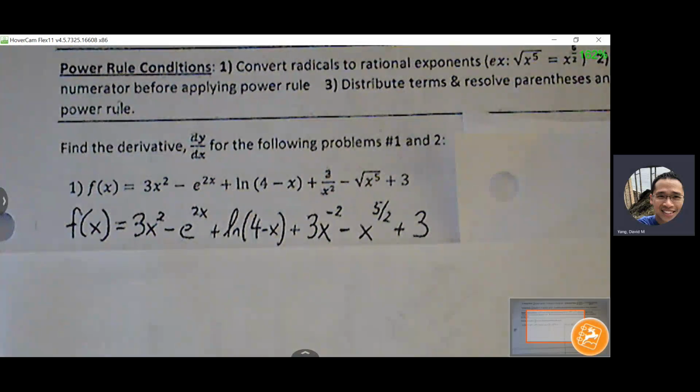Okay, so this is what our function looks like after the rewrite. I just wanted to wait until every term is ready for derivative, and then I can do the derivative all at once. So I'm rewriting all the terms that are ready to go. The first three terms are ready to go.